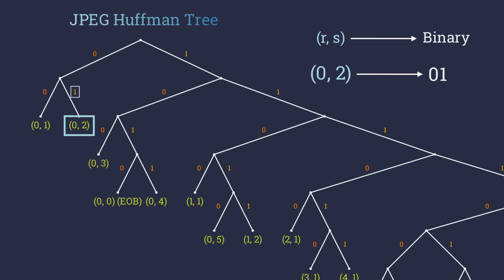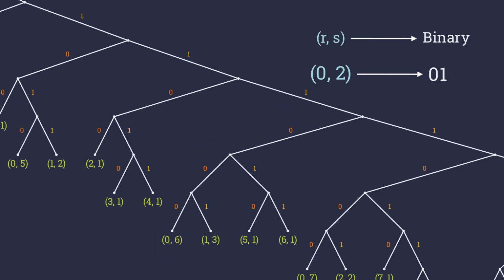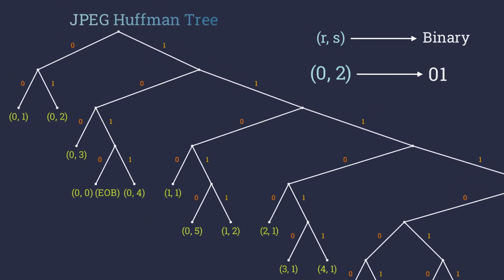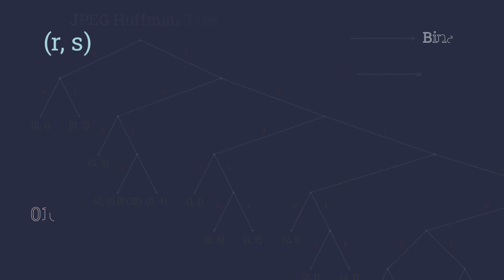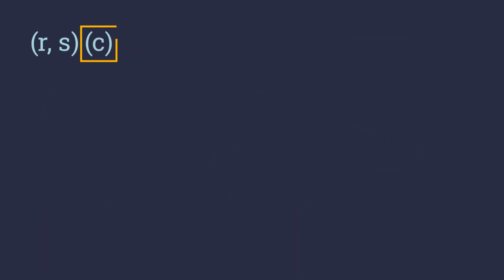Also, this branch calculation ensures that no values start or overlap with the bit representation of another value. So, you won't find a 010 and a 0101 in the same Huffman tree ever. And finally, the third value, the number itself, is converted to binary in a special manner to accommodate negative numbers.